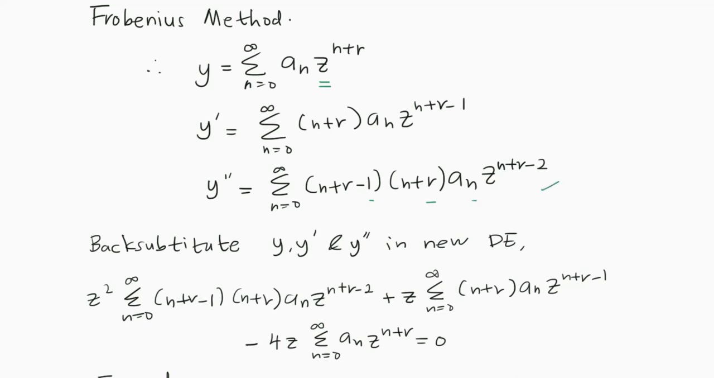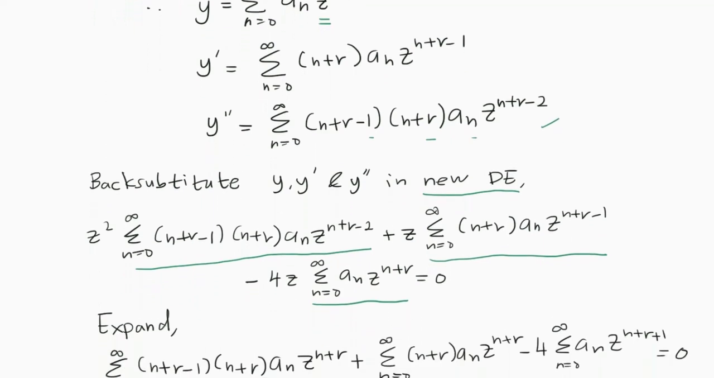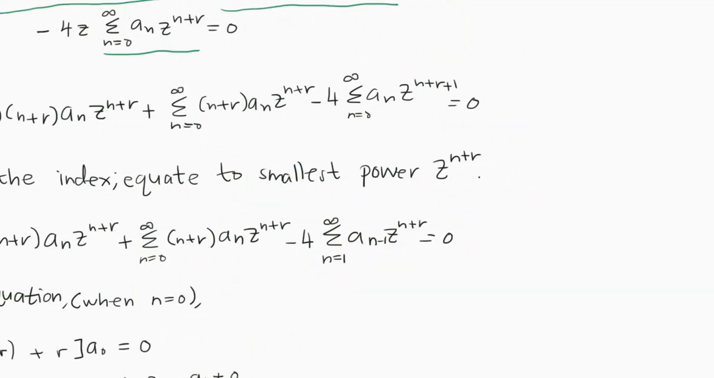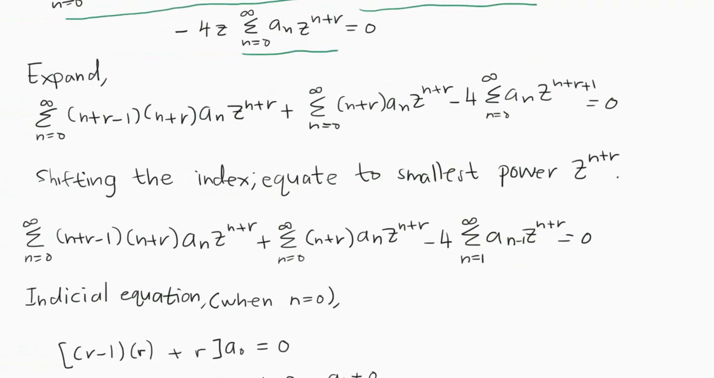So we need to back substitute y prime and y double prime in our new DE. We have this equation: z squared times our y double prime, and then z times y prime, and minus 4z times y equal to 0. Next, as usual, we need to expand the equation. We have this equation, the summation n equal to 0 to infinity of (n plus r minus 1)(n plus r) a_n z to the power of n plus r.